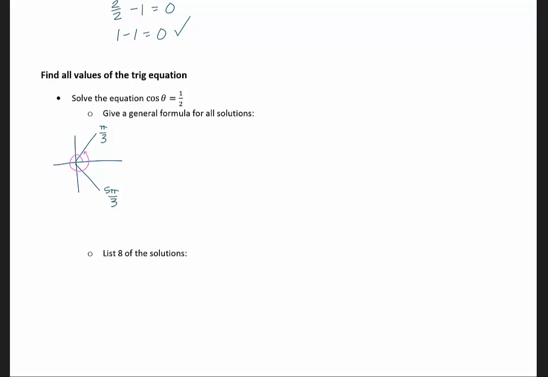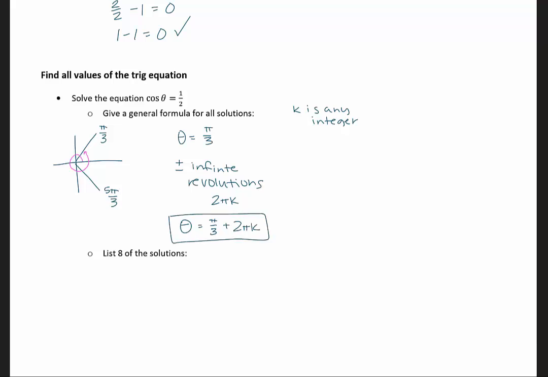And so at the end of the day, for our infinite solutions, we're taking pi over 3 and we're either adding or subtracting infinite revolutions. And how we express infinite revolutions would be 2 pi k. So the 2 pi is 1 revolution, and k, remember, k is any integer. And so I can just add or subtract as many revolutions as I want to pi over 3. And so I would get pi over 3 plus 2 pi k. And that would be one way to express all of our solutions for this spot.